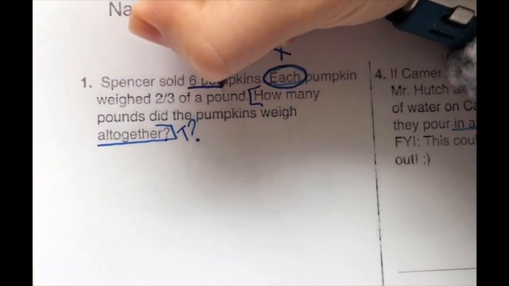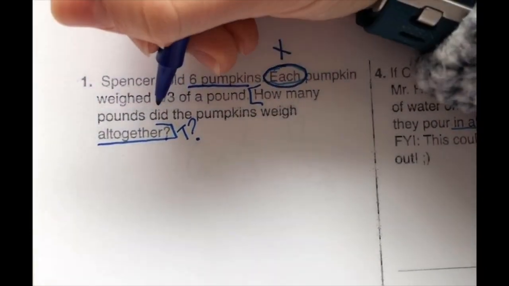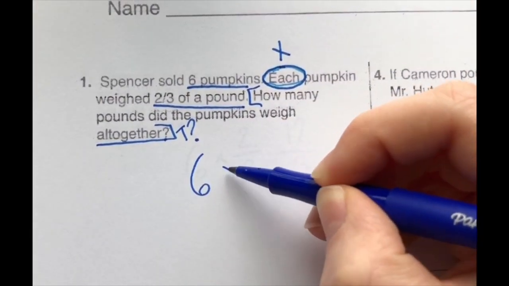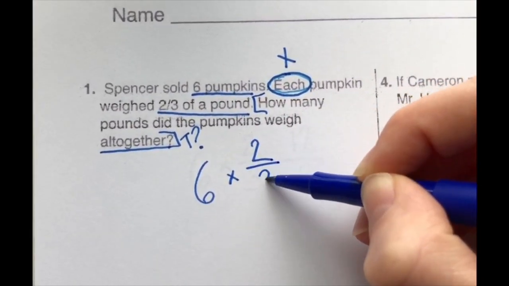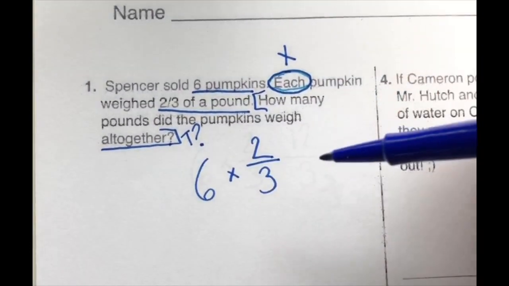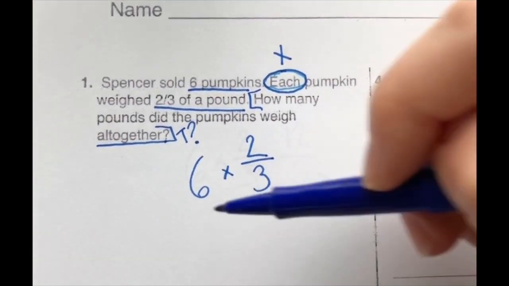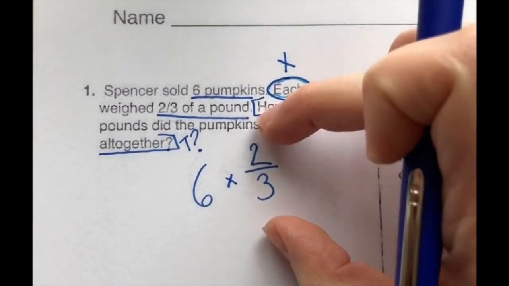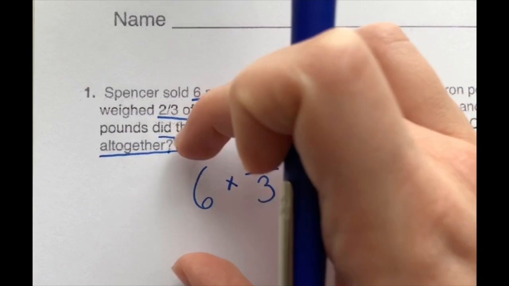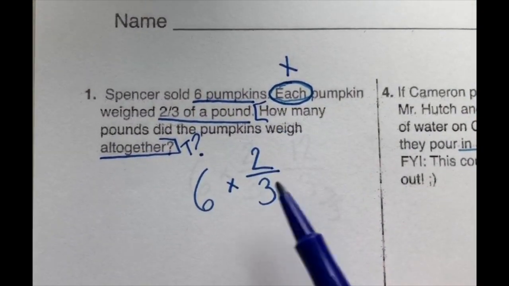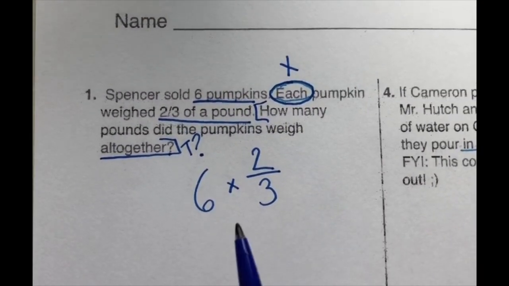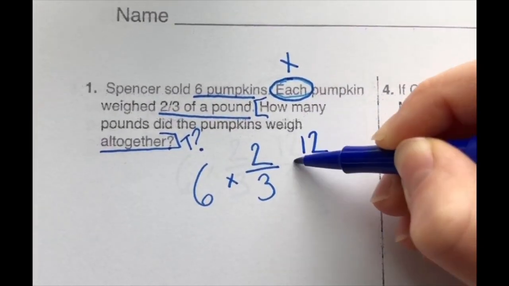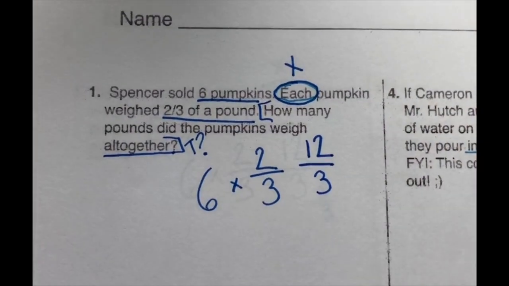So Spencer sold 6 pumpkins, and each of those pumpkins weighed 2/3 of a pound. So we know we need to do 6 times 2/3. But we're not creating equivalent fractions, so we're not multiplying by the whole 6/6. We want to make the pounds bigger because there's 6 pumpkins. We need to know the pounds all together. So we need to do 6 times 2/3. So 6 times 2: 2, 4, 6, 8, 10, 12. 12/3 when we do our 6 times 2/3.